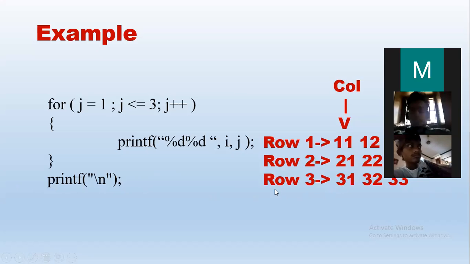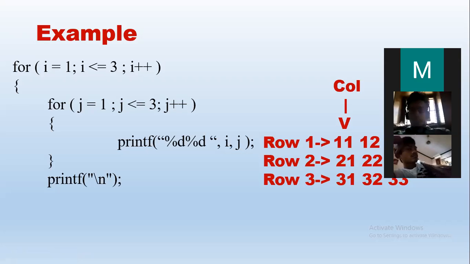So we will use another for loop. This is the outer loop wherein i is the row number. i starts from 1 and ends at 3. As we can see in the example, row 1, row 2 and row 3. Each number has the row number as the first digit and the column number as the second digit, right? So this is the example we discussed. I hope this is clear.